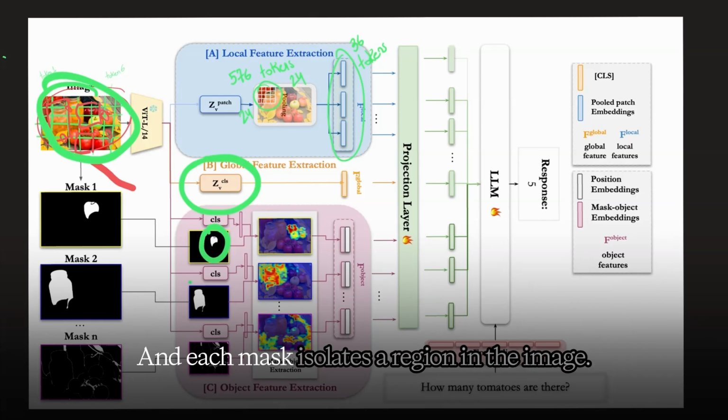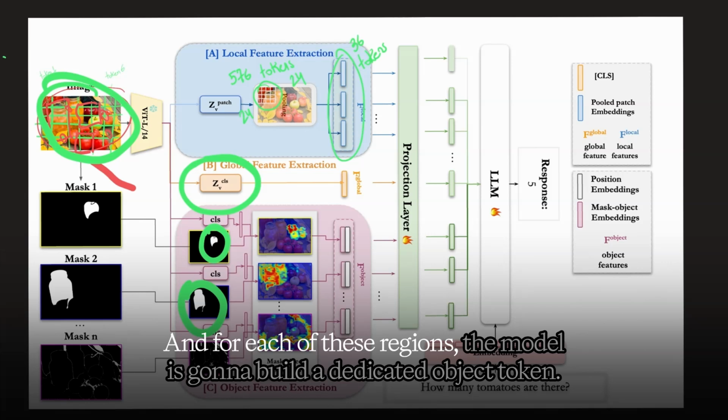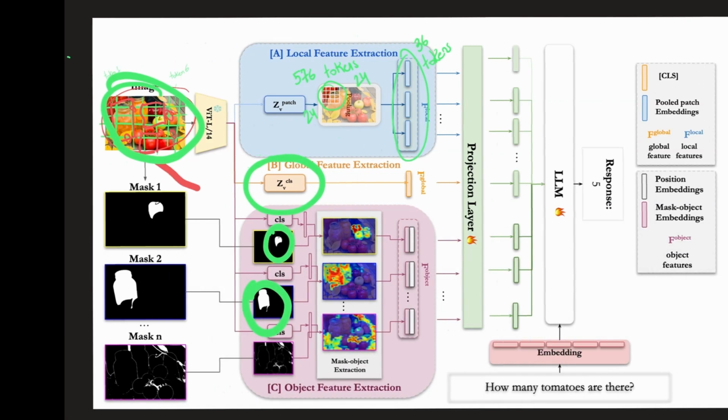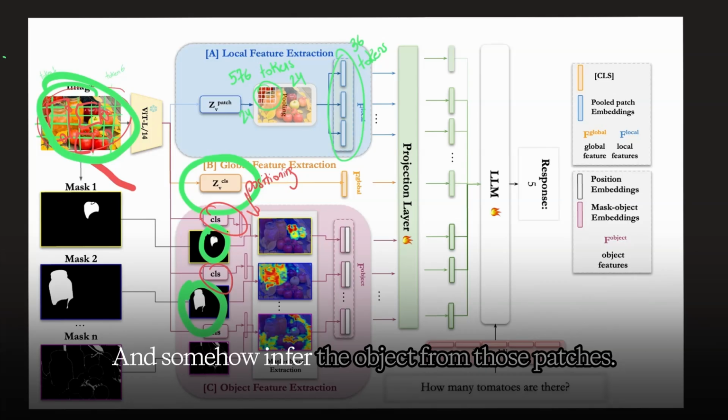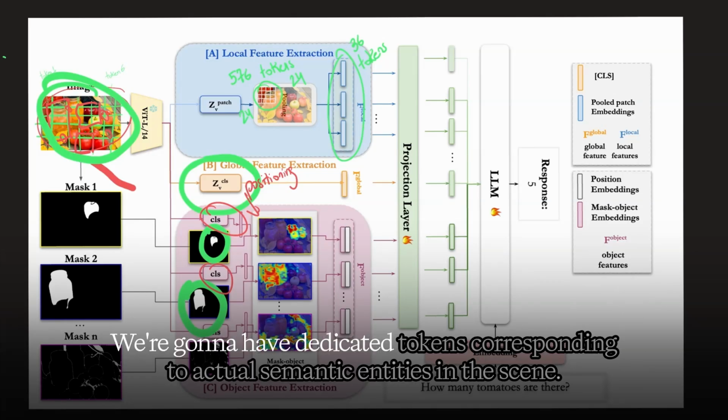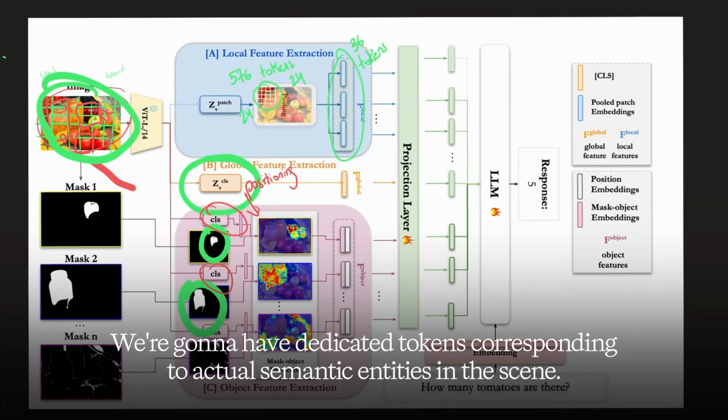And each mask isolates a region in the image, and for each of these regions, the model is going to build a dedicated object token. Now, this token is not just the mask-specific features, but it's also the global context, and it's also the positioning. All of them combine to form an object token. So instead of generic patches and somehow inferring the object from those patches, we're going to have dedicated tokens corresponding to actual semantic entities in the scene.